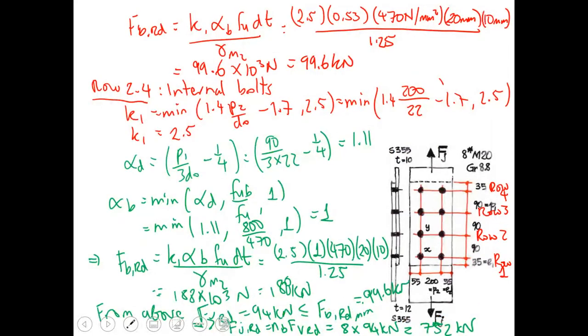Okay, and then once we knew alpha d, we could put in the formula. We had worked out k1, 2.5. We know what the ultimate strength of the plate material is. Bolt diameter, plate thickness, material factor, safety, we get 99.6.